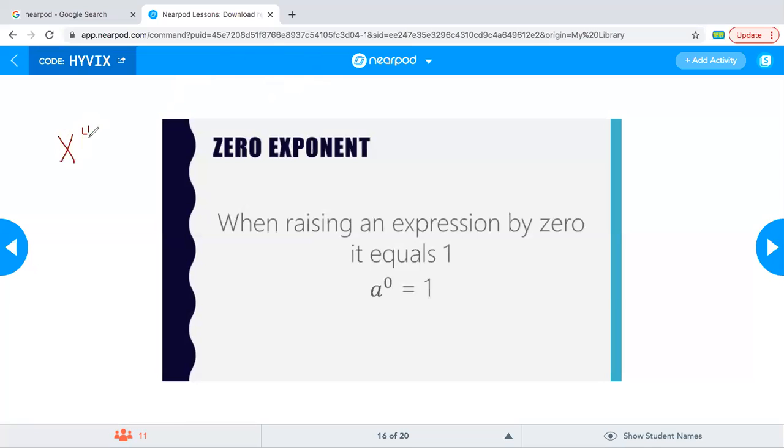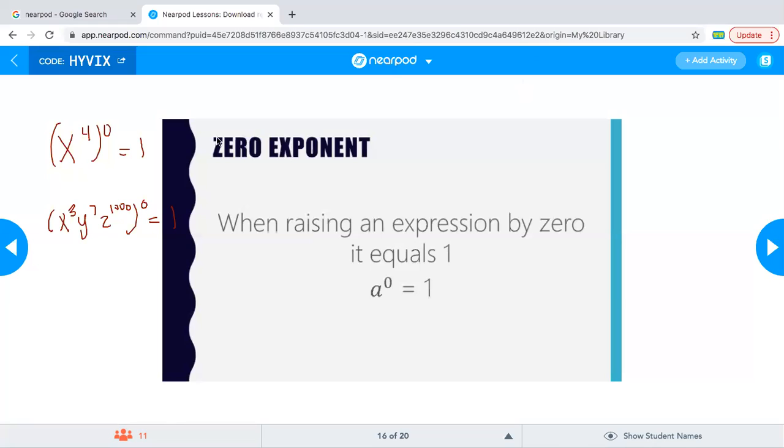X to the power of 4, all raised to the power of 0, would be 1. X^3, Y^7, Z^1000, all raised to the power of 0 is 1. Anything raised to the power of 0 is 1.